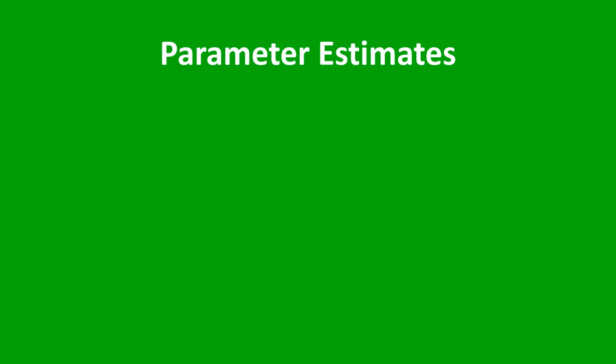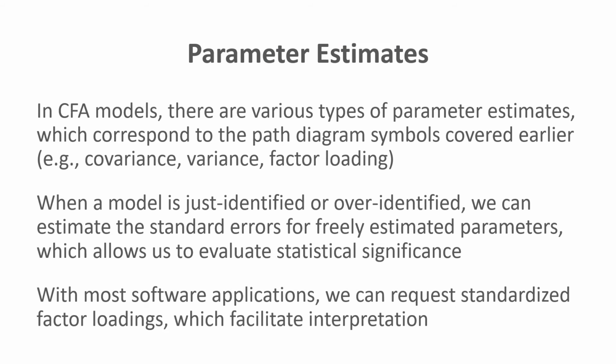So now let's talk about parameter estimates. Let's assume that those model fit indices indicated that our model fits the data reasonably well. Well, in that case, we should feel relatively confident going forward and interpreting the parameter estimates in the model. So in CFA models, there are various types of parameter estimates, which correspond to the path diagram symbols covered earlier. Again, those parameter estimate types include covariances, variances, factor loadings, as well as residual error term variances and things like that.